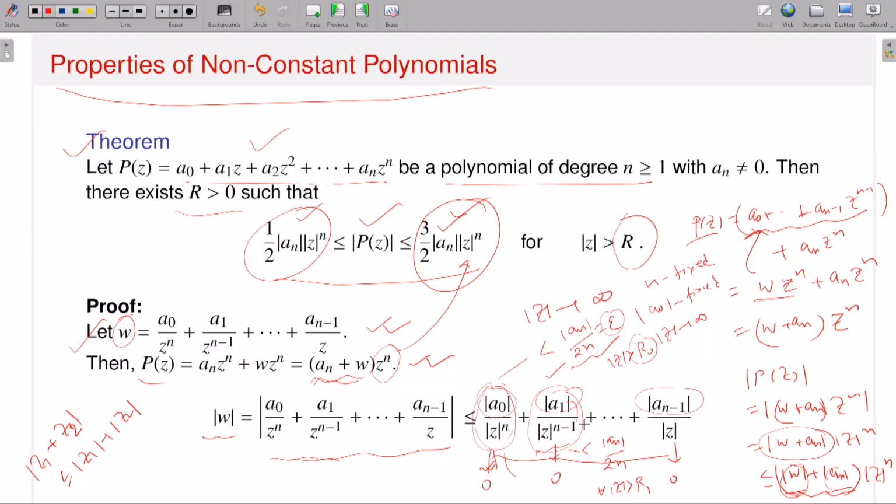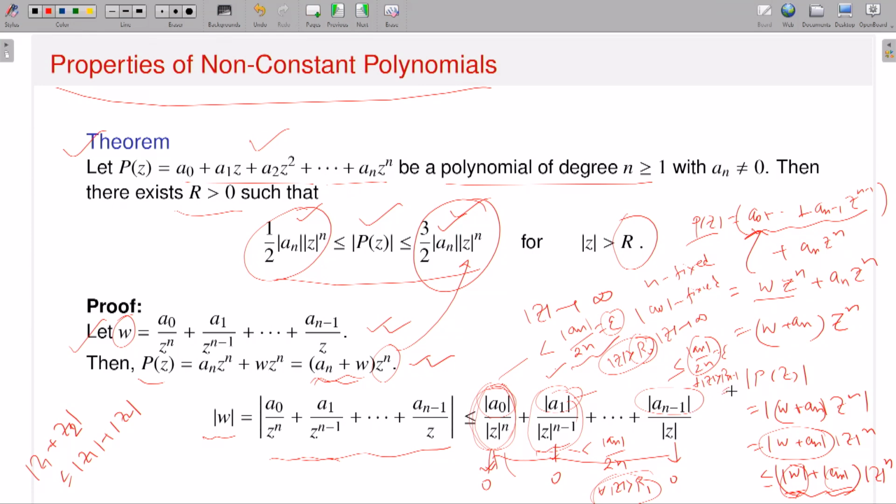Maybe for this term, I want to make it less than epsilon for some r1. Similarly here, I can make this also less than mod an divided by 2n, because it's a fixed number, let it be epsilon, for all mod z greater than, say, r n minus 1. So how many r naught, r1, up to r n minus 1 will you have? You will have n many. So given epsilon equal to mod an divided by 2n, I can make this object less than epsilon for mod z greater than r naught, this one for mod z greater than r1, up to this one for mod z greater than r n minus 1.